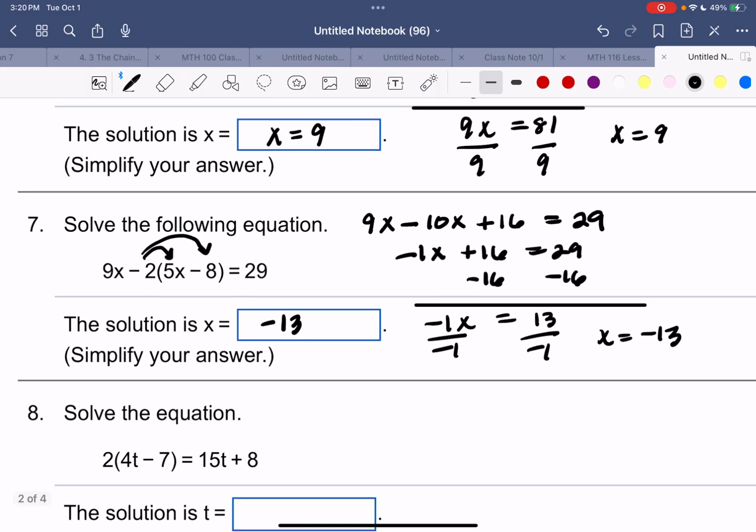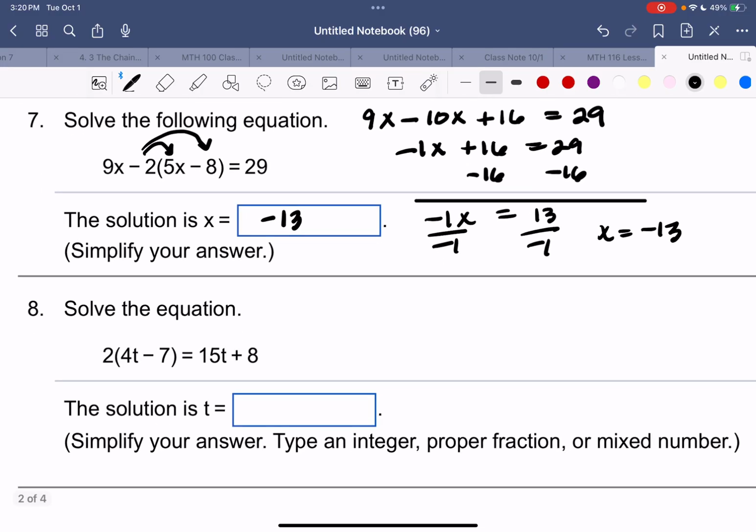Now, number 8 is the first one where we have a variable on both sides. So I've got 2 times parentheses 4t minus 7 equals 15t plus 8. So as we've been doing, I'm going to clear out these parentheses. So 8t minus 14 equals 15t plus 8.